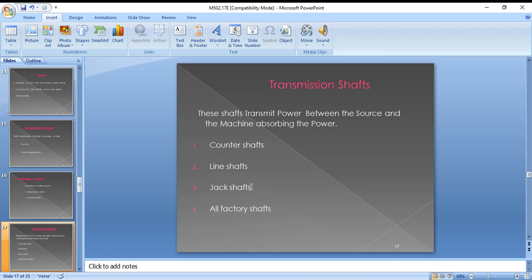So transmission shaft is used to transmit power from a source machine to another machine. Those two are different machines. The power is produced at some place, that is the source, and we use this transmission shaft to carry it to another machine. It can be line, counter, jack, or all factors.